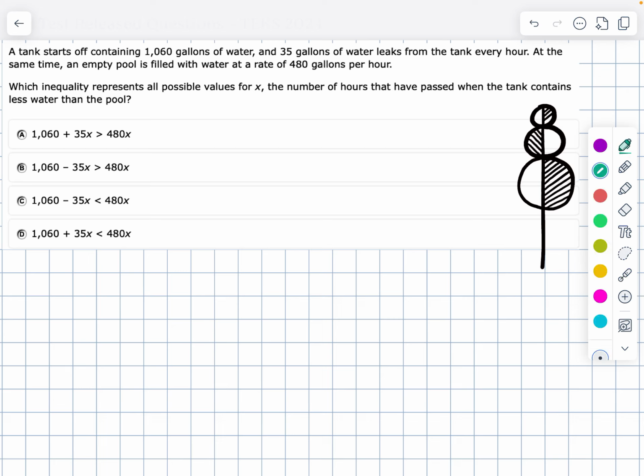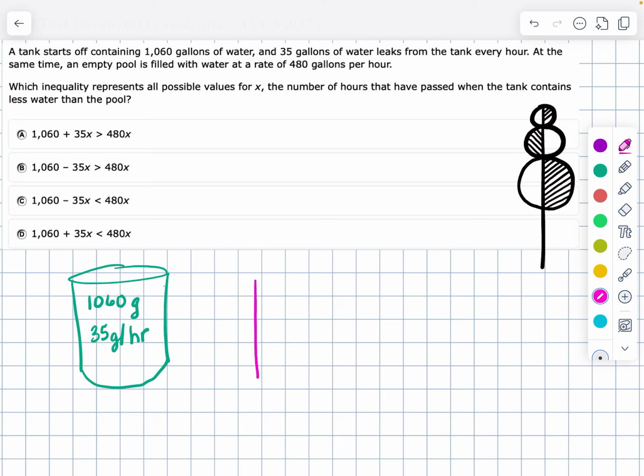What I like to do in the beginning, since I don't really see it yet, is draw a picture. You don't have to, you may just see it right off the bat, but this is what I would do. So I would draw a tank here, and note it's 1,060 gallons of water, and it loses 35 gallons per hour. Okay, and then we've got a pool.